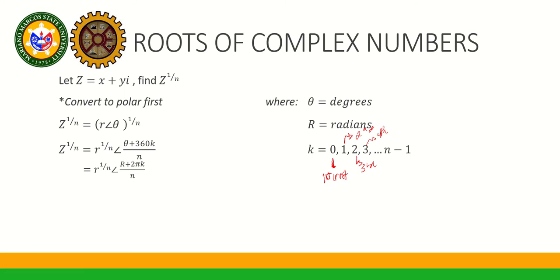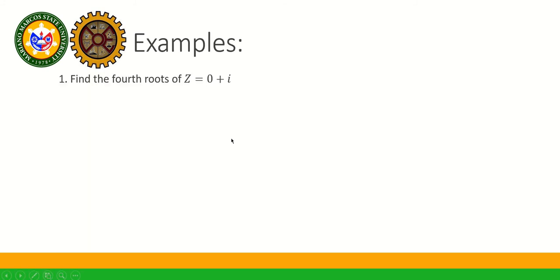So, take note lang, when x is equal to 0, which is yung real part natin is equal to 0, theta will be equal to 90 degrees. And when our imaginary part is equal to 0, our theta will be 180 degrees. Okay? So, take note of that. Okay. So, let's try example number 1.